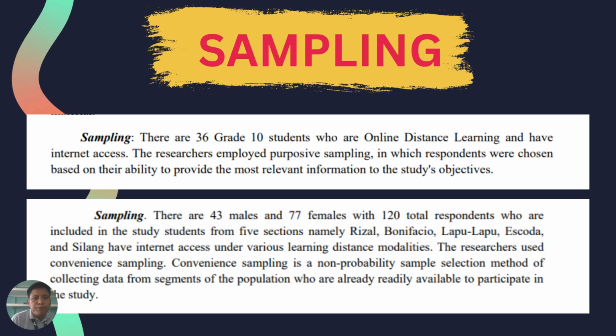On the first part, the upper part, I use purposive sampling. Purposive, kasi pinili ko siya dahil kailangan. Sila yung mga pinili ko dahil lahat ng mga estudyante na pinili dito is under the online distance learning. While sa baba naman is convenience sampling. When we say convenience, pinili ko sila at tinarget ko sila without any reason.